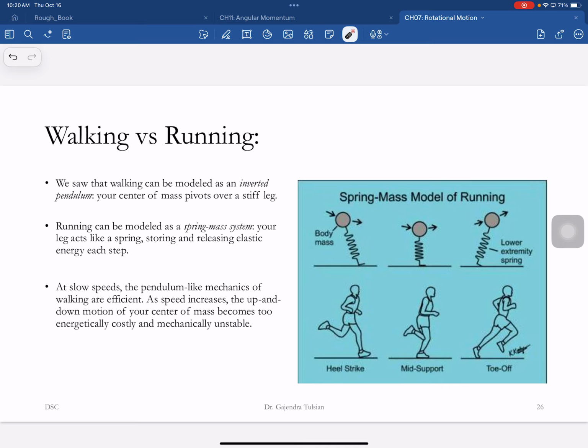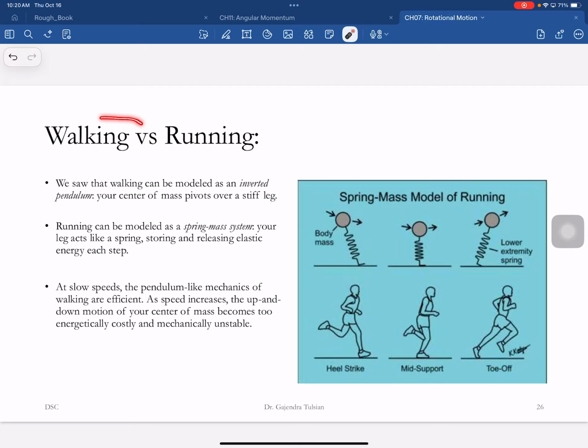Right. Well, kids' legs are different, so their transition speed occurs at a different speed. It depends on the length of your leg. Well, all you have to do is make sure that the truck is going faster than 4 miles an hour, and then you will know that you're running and not walking.